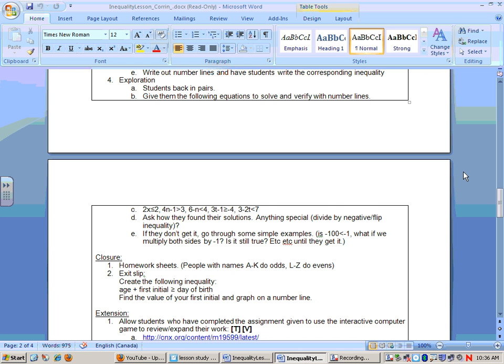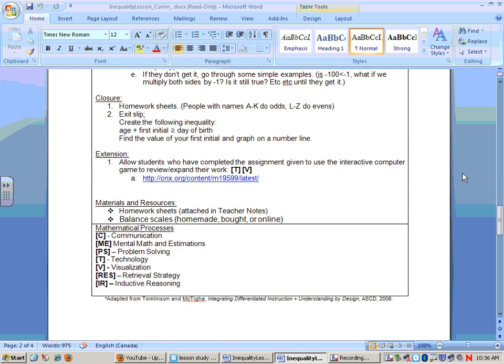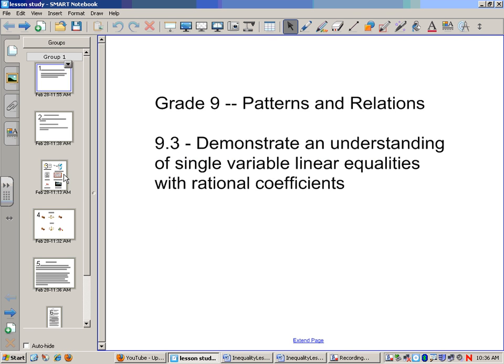Then they would have done homework. I said that there's homework sheets and A to K would do the odds. Elsa said do the evens, and the next day they would come to class and work with someone who did the other questions, so they correct each other's work and help each other out if they needed it. Then there was an exit flip and an extension, and that's about it. Yep, I'm done.